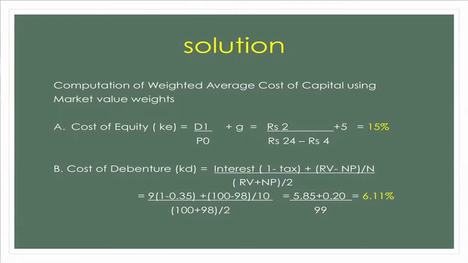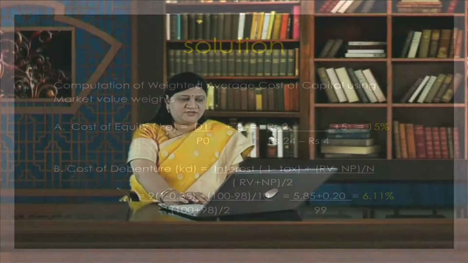First of all, cost of equity is ascertained using the formula D1 upon P0 plus g, where g is the growth rate. Dividend is 2 rupees per share. So, we have written D1 as 2 divided by P0, that is market price of the share minus flotation cost, rupees 2 divided by 24 minus 4, plus 5% growth rate, giving us the cost of equity as 15%.